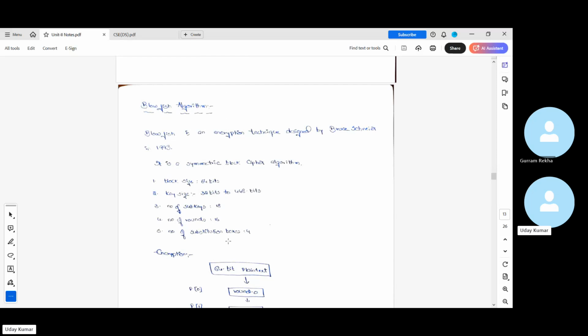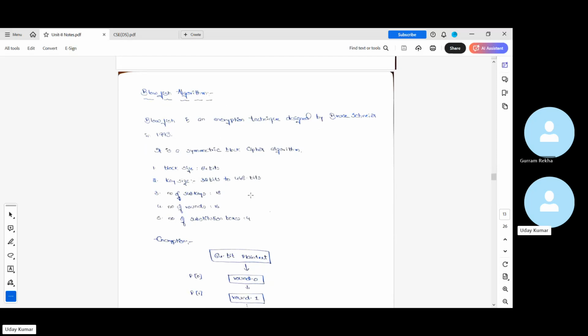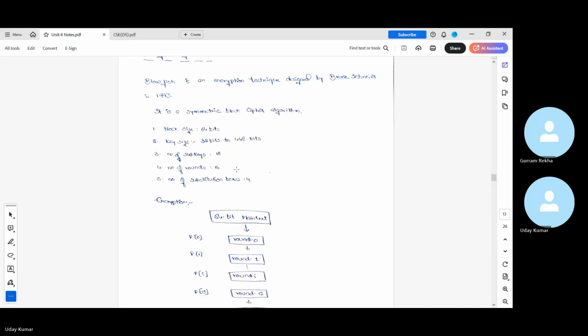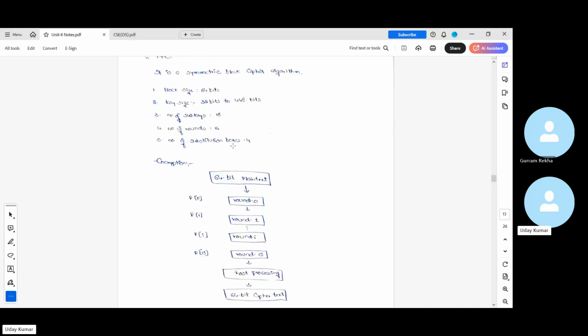So Blowfish is an encryption technique designed by Bruce Schneier in 1993, and it is also a symmetric block cipher algorithm. The block size is 64 bits, key size is 32 to 448 bits, number of subkeys you generate is 18, number of rounds is 16, and number of substitution boxes is 4.